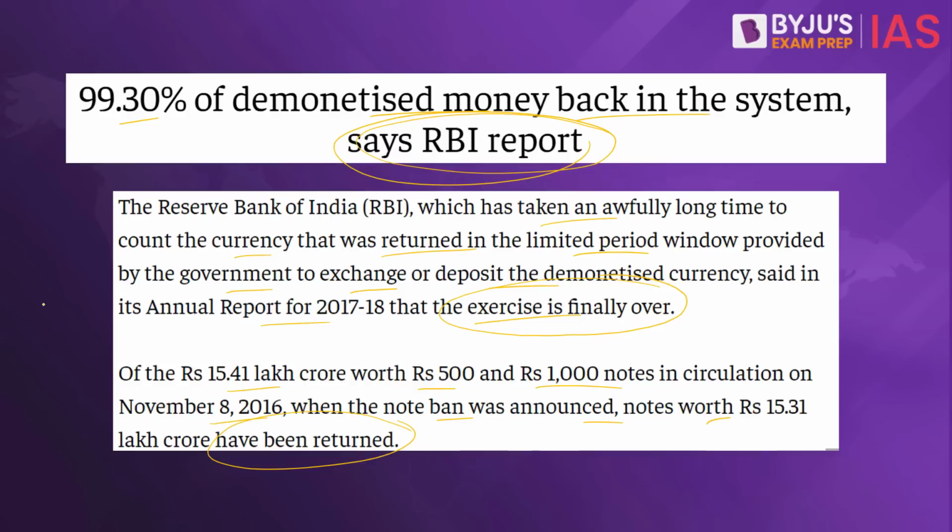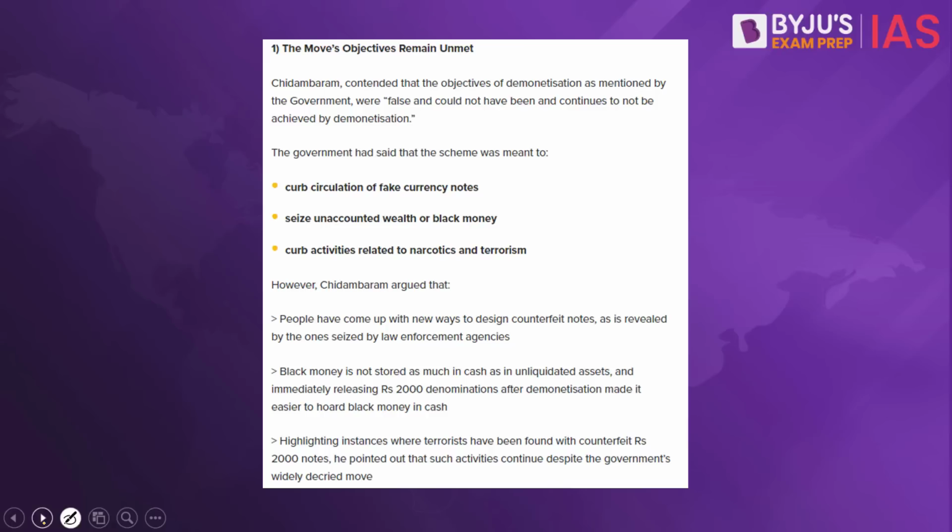What were the questions that were asked by the petitioners? The first question is that most objectives remain unmet. What are the objectives? The objective was to curb circulation of fake currency notes, seize unaccounted wealth or black money, and curb activities related to narcotics and terrorism. Are these activities still continuing?